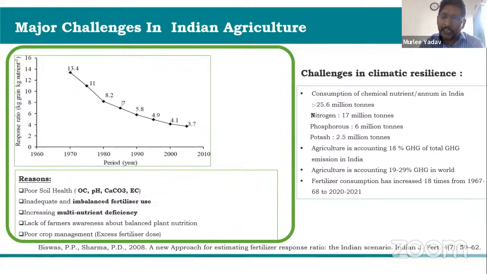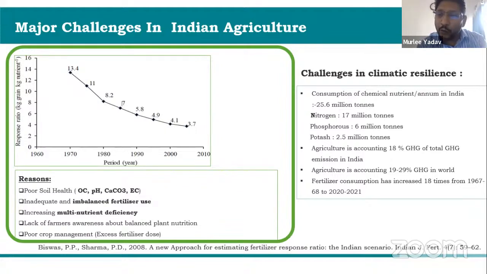If you talk about Punjab, Haryana, the ideal NPK ratio should be 4:2:1. But in Punjab, the ratio is 61:19:1. See, it requires 4:2:1, but farmers are putting in a ratio of 61:19:1. So how much nitrogen are they putting? And you know, nitrous oxide emission is happening due to more use of nitrogen. If you talk about how much agriculture is accounting for greenhouse gas emission, 18% of total greenhouse gas emission is from agriculture only.